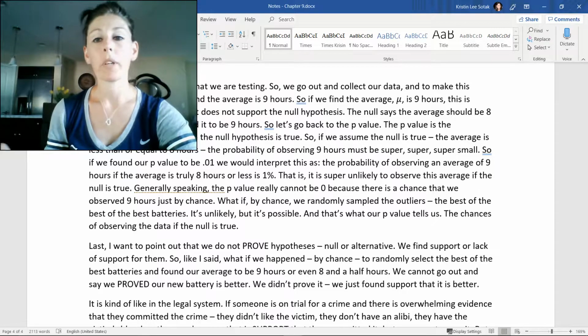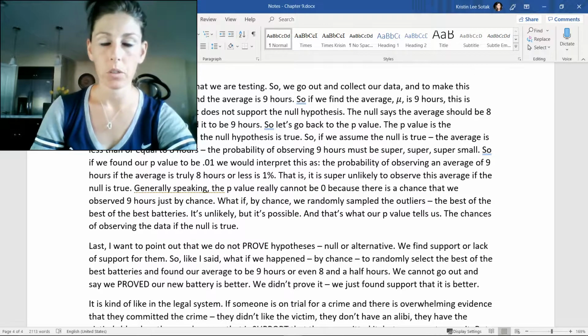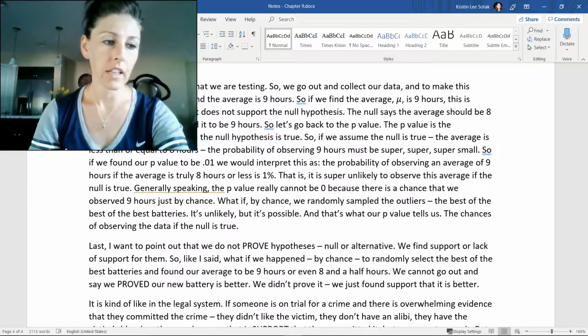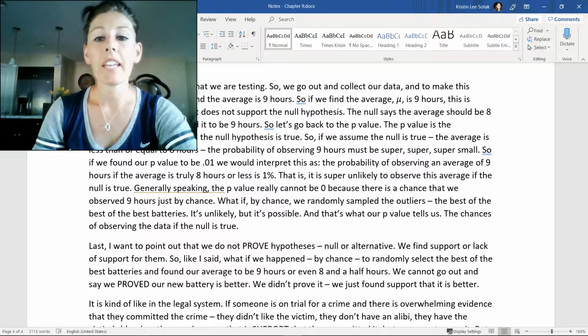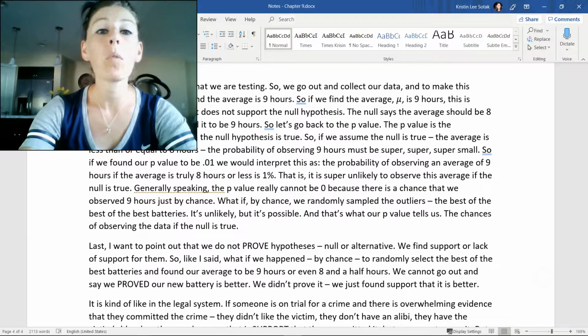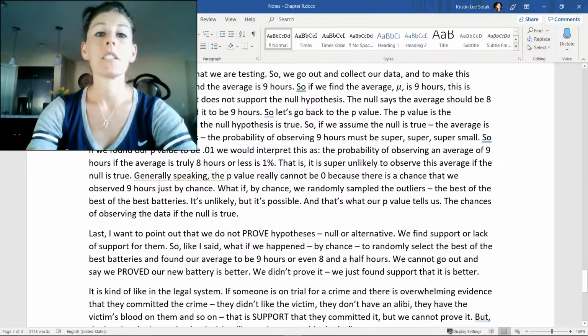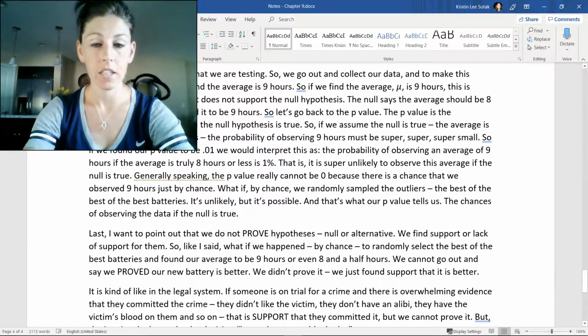So we go out and we collect our data. Just to make this simple, let's say that we find our average is 9 hours. So clearly 9 is greater than 8. Let's assume we get a big sample size. This is statistically significant. So if we find the average mu is 9 hours, this is overwhelming evidence that does not support the null hypothesis.